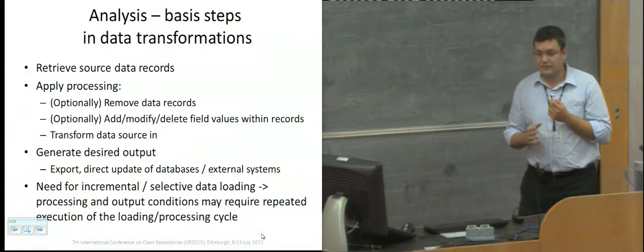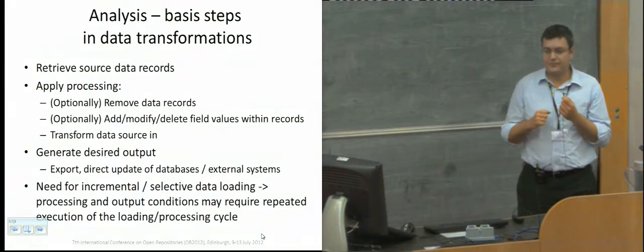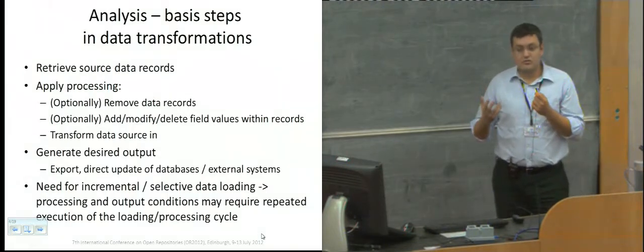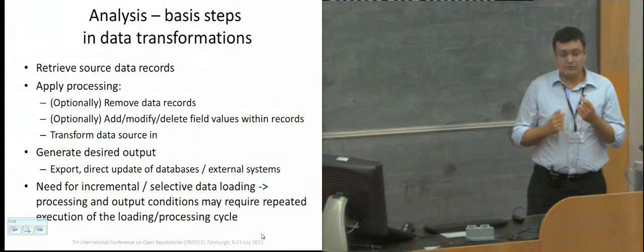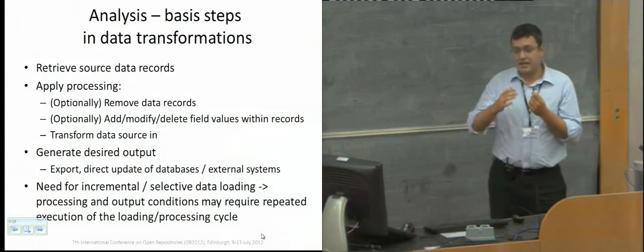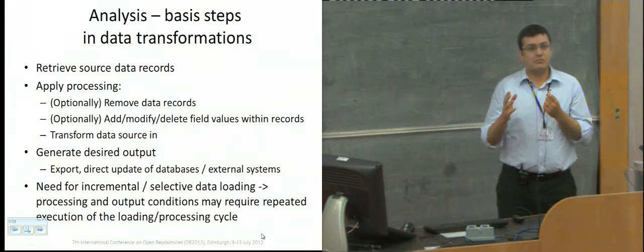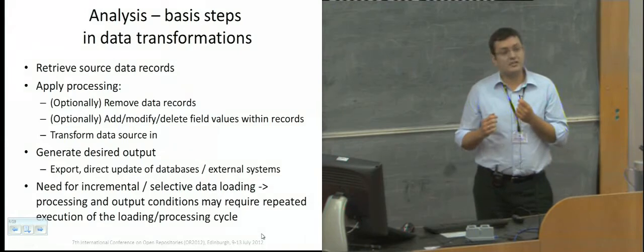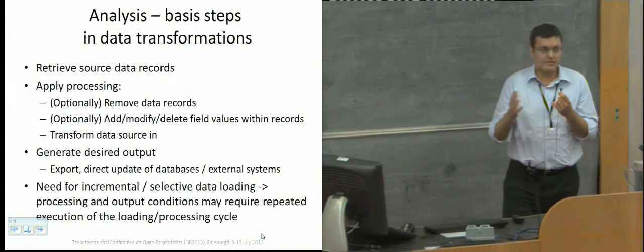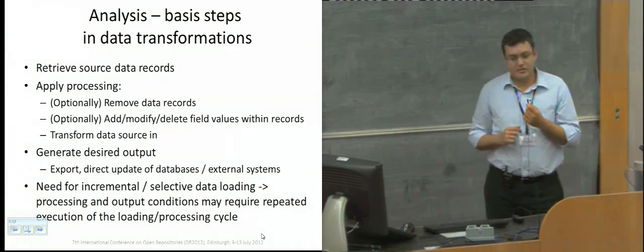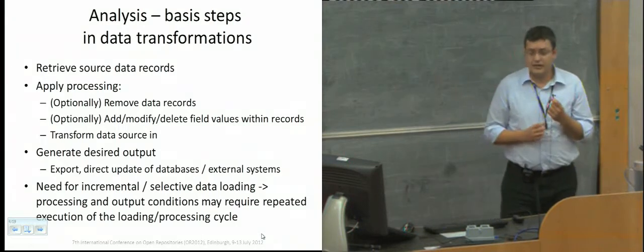at first, in a data transformation task, you retrieve source data records. And then you apply, of course, some processing. What can this processing be? Well, almost anything, but some basic categories of transformations. The one thing that is always there is the mapping of the source format to the output format. Okay, this is always there. There are some optional steps.